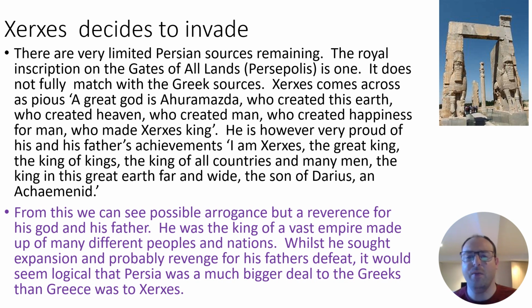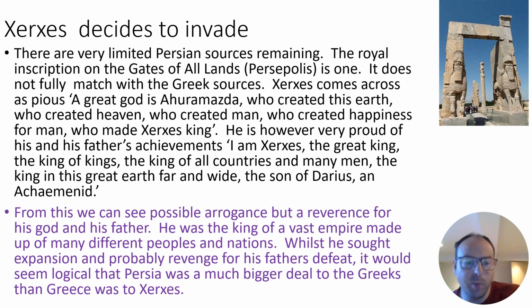But as we see reverence for his God and for his father, so we see great piety. So he's not placing himself above everything. He's placing himself above other kings, but he's not placing himself above everything because there's, again, a God, a creator, above him. And he was the king of a vast empire. So what he says can definitely be seen as arrogant. When he says, I am king of kings, well, he was. And he did have a vast empire made of many different peoples and nations.